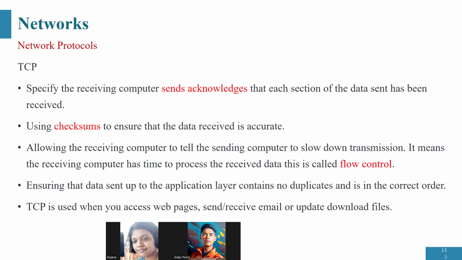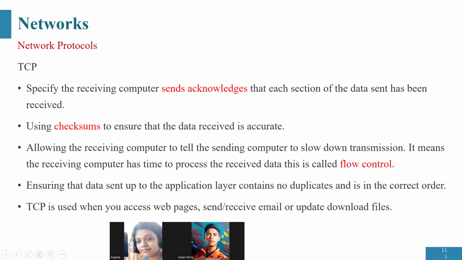So here they are receiving the data. It has to be accurate. That means whichever data is received has to be accurate. That's why they are using the checksum.